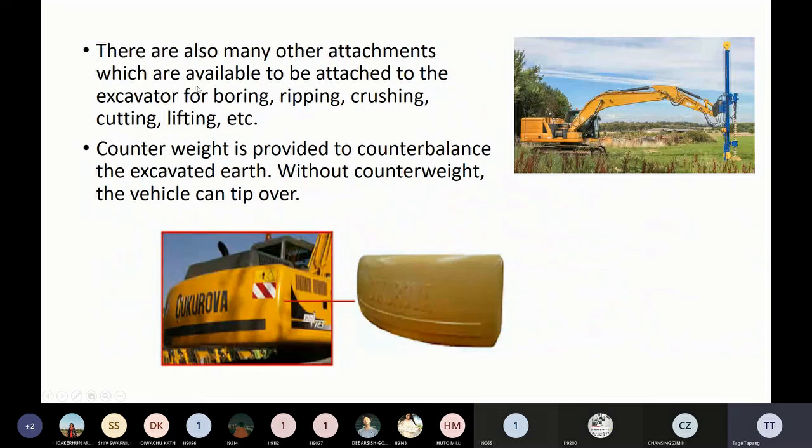There are also many other attachments. Just like our front loader, where the loader can be replaced with a forklift, and I have shown a driller, similarly the bucket of the excavator can also be removed. And in this case, we see a boring machine has been attached after removing the bucket. So this excavator will now do the work of a boring machine.